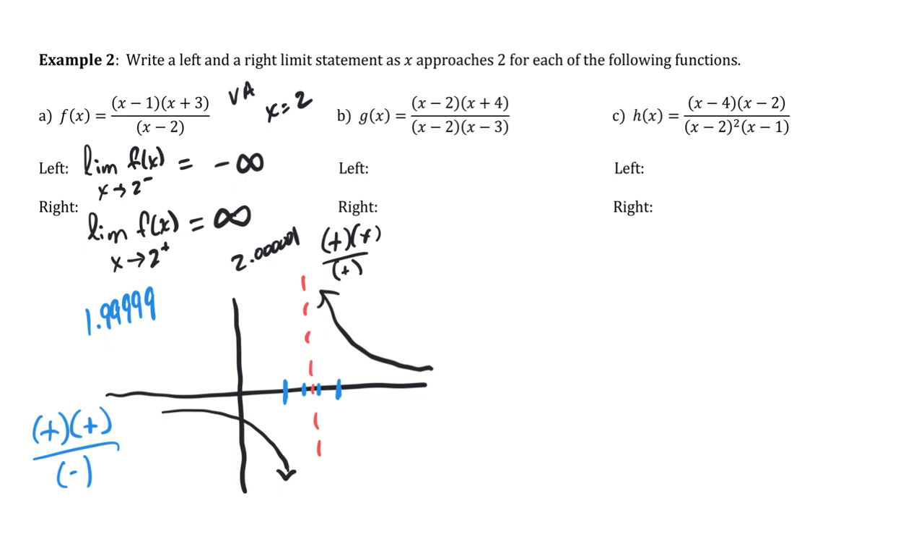So you want to pick a number on the left and the right of your vertical asymptote, but not any number. A number that's super duper close. That'll help you figure out if I'm going towards positive infinity or negative infinity. All right, let's look at this next one. We're going to erase some of this so we have some room.